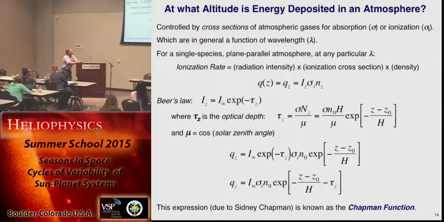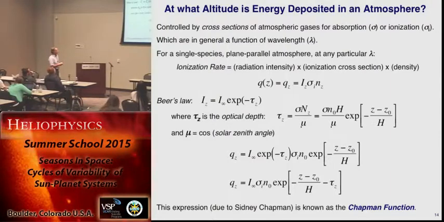So now the next question is, how did I make that color plot showing where all the stuff lands? Well, it's by calculating where the energy is deposited in an atmosphere. It's controlled by the cross sections, how virtually large in a quantum sense the atmospheric gases are. Those cross sections are a function of wavelength. Just to keep the math simple, we're going to look at a particular wavelength, one little column on that color plot. At this wavelength, the ionization rate, Q, is the radiation times the cross section times the density: I sub z, sigma sub i, times n sub z.